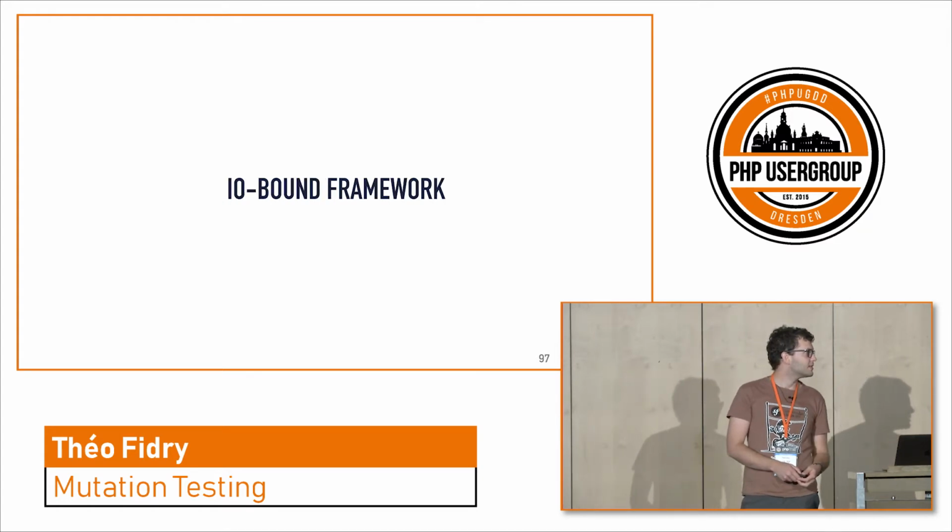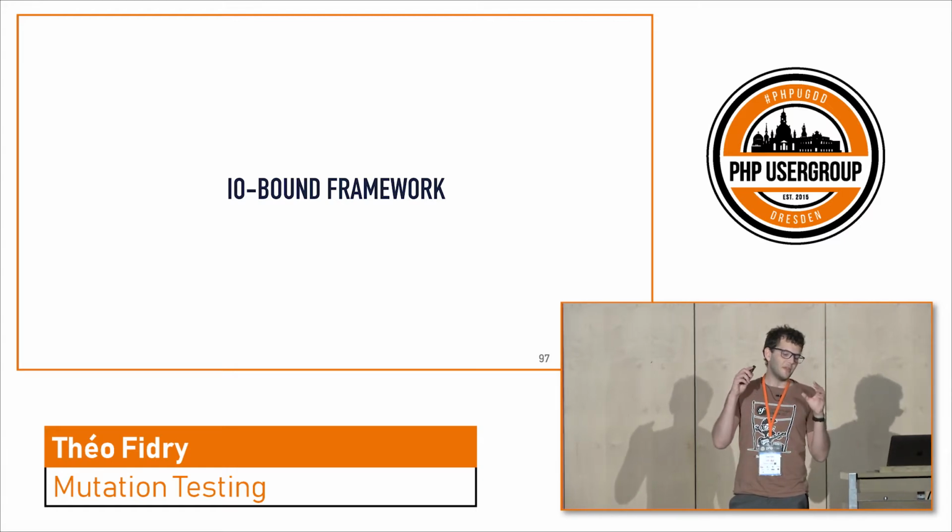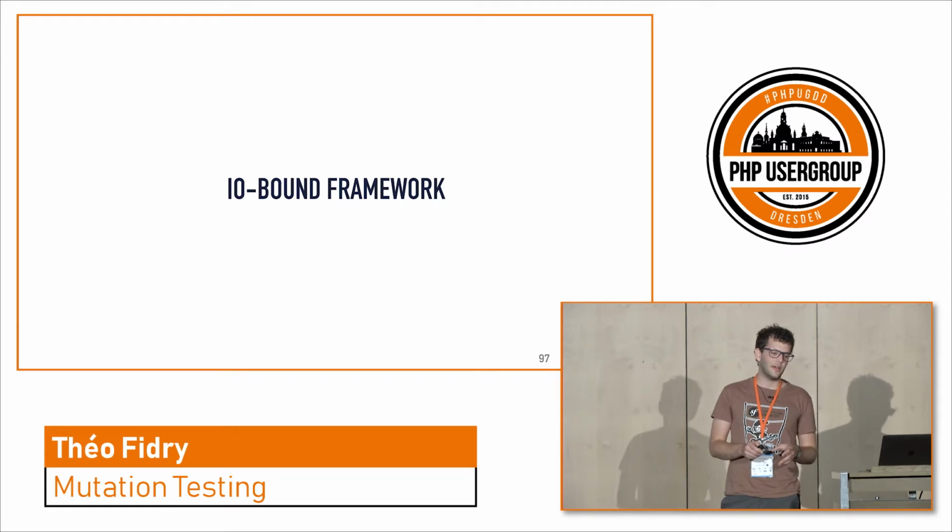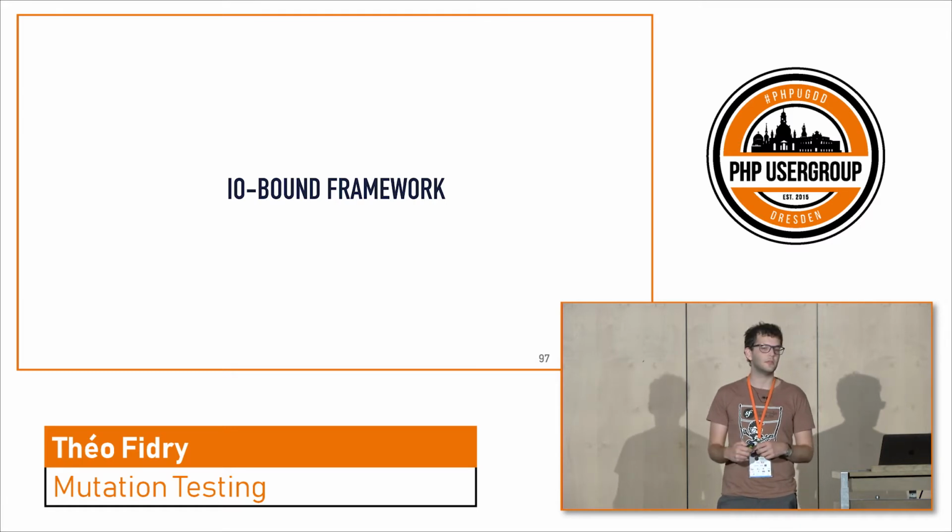Another problem is the IO-bound framework. With infection, when we have a mutant, we copy your project into a temporary directory, apply the mutant there, so change the code in that temporary directory, and then execute the command there, which means it's IO bound. We do that because in PHP we don't have monkey patching, at least yet. If we could somehow have it, we could get rid of that, and it would definitely make it faster.